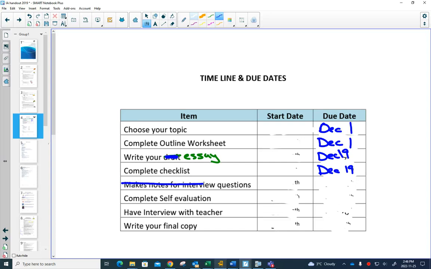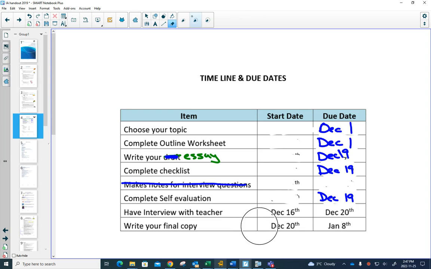This one, you don't have to make notes, I'll make it easy for you. You're just going to come to your interview. December 19th, you're also going to have a self-evaluation. So, I'm going to hand out to you a marking guide for your own paper. When you hand in your paper, you're also going to hand in what mark you think you did in each of the sections. Okay?